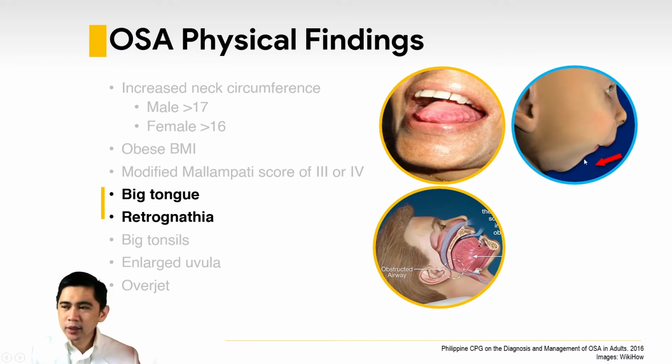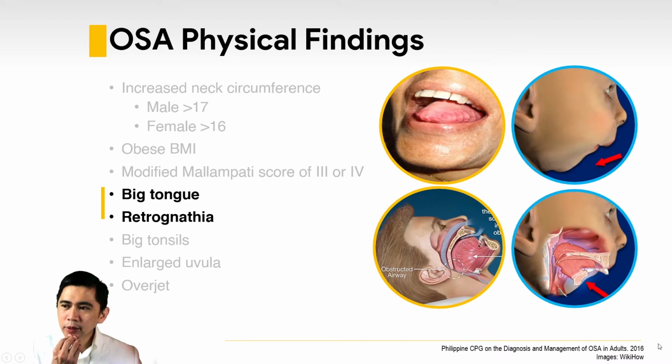Okay, why does this pose an OSA risk? It's because with a small mandible, or a mandible that is really receded, the tongue's position will also be altered. The tongue usually is pushed back because of the mandible being pushed back. And these patients will have a really poor airway, especially when they sleep.